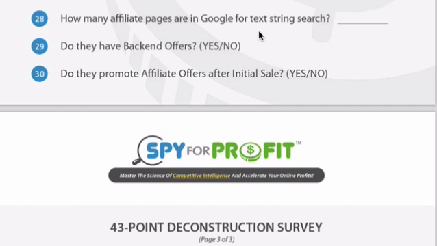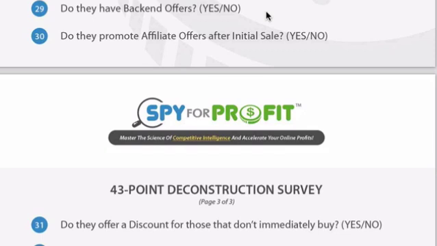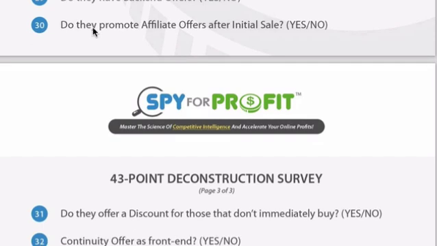Because that'll let us know how many active affiliates they have, at least that are using that text swipe. Doesn't mean it's all their affiliates, but it gives us a good idea of how big their affiliate distribution is. Number 29 here, do they have back-end offers? After we buy something, whether it's a day, a week, a month, do they try to sell us something else? And number 30 kind of goes along with that.